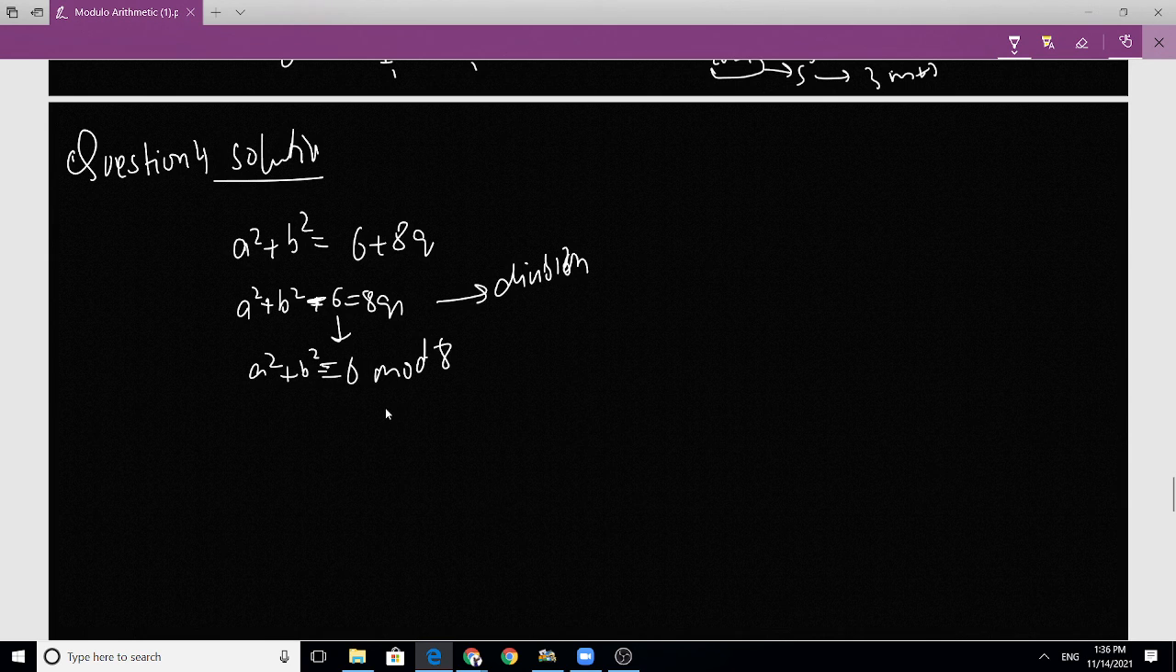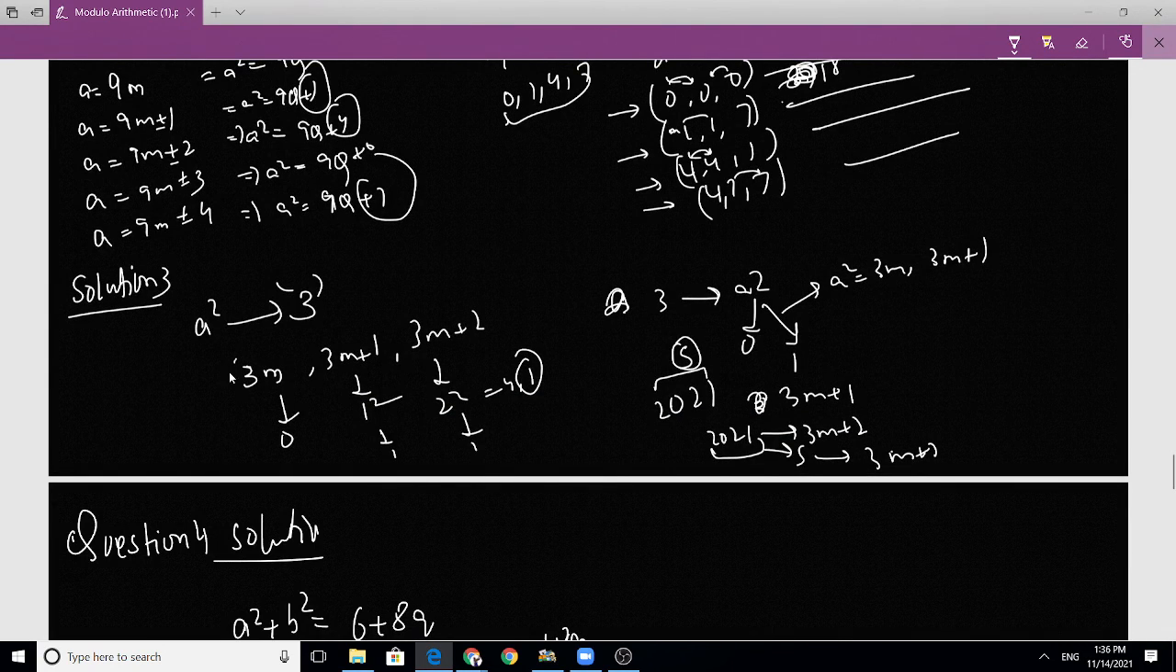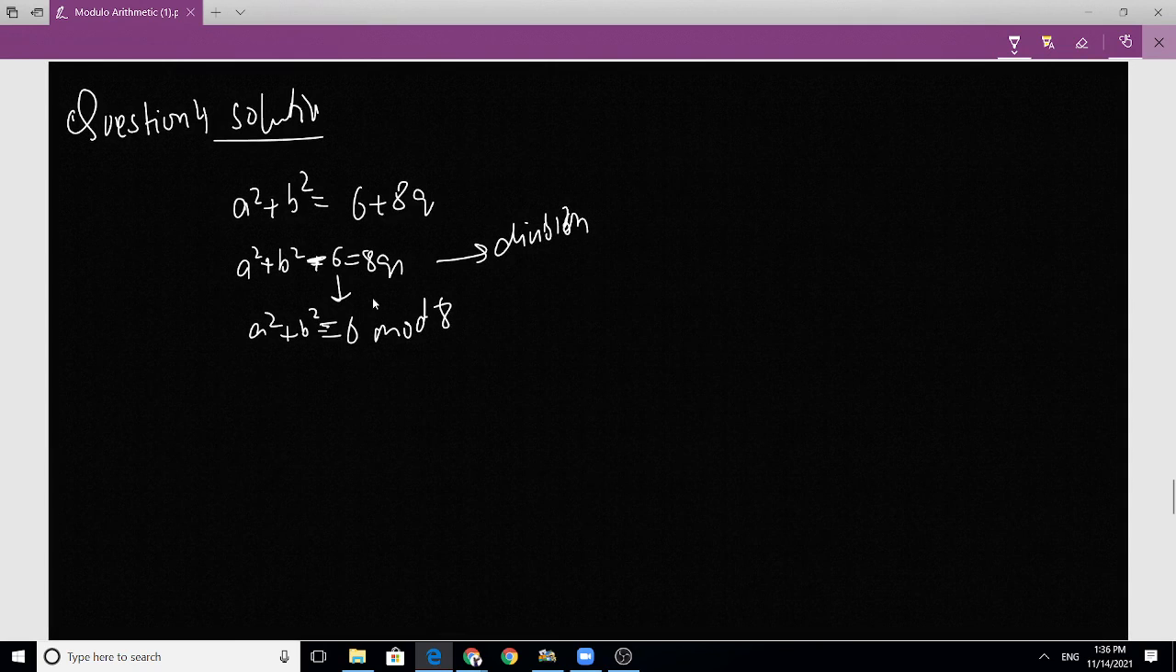And then, like the previous question 3, we considered when a square is divided by 3. Now in this case, you need to consider when a square is divided by 8, because we have modulo 8. So from here you can take it on. I'm leaving the question for you.